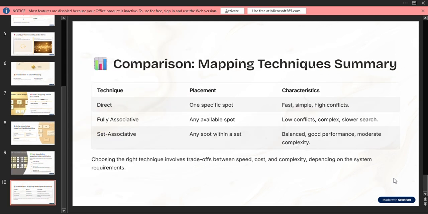Let's move to the last slide. I just wanted to add the comparison. Let's compare the three. Direct mapping is fast and simple, but has high conflict misses. Fully associative is the most flexible with the lowest conflict, but expensive and slower. Set associative is a balance between both, with good performance and moderate complexity. Choosing the right technique depends on your goal: speed, cost, or reducing misses.